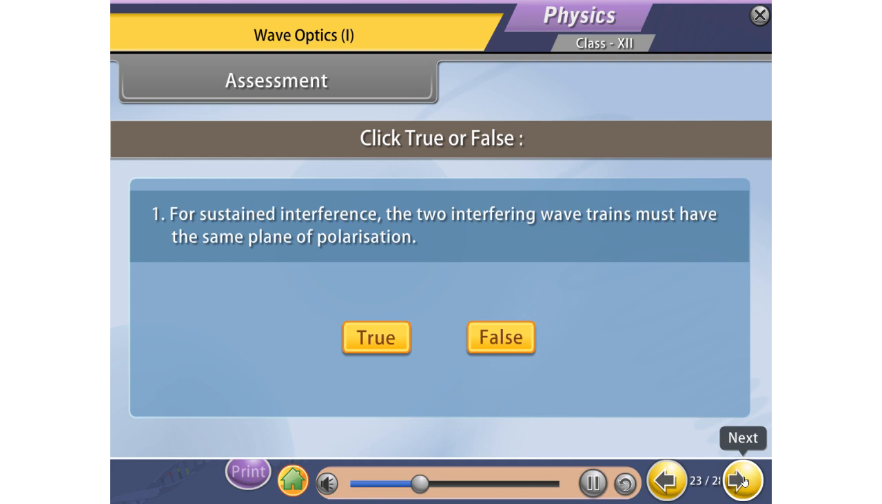Assessment. Before proceeding further, let us know how much you have learnt. Click True or False.